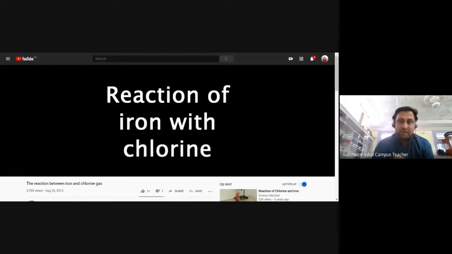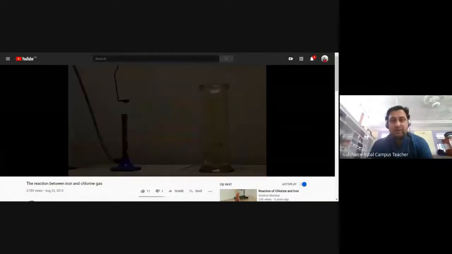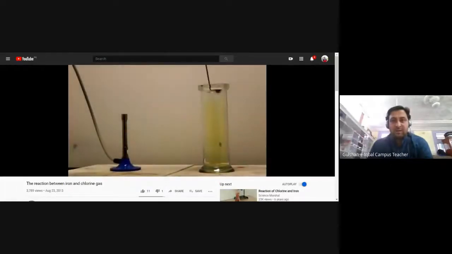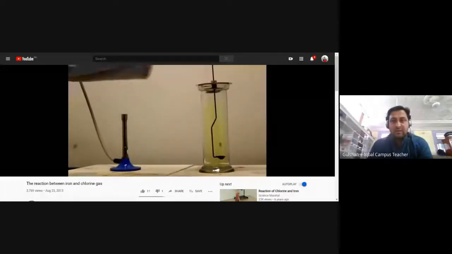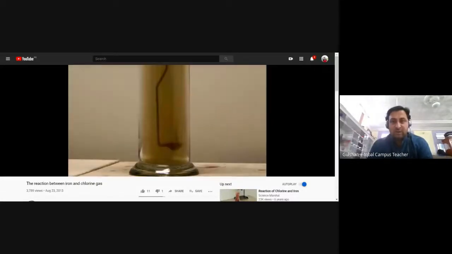See the reaction. What they are doing here is that iron is being heated, and chlorine gas is present inside the jar. The glass jar has chlorine gas inside it. Now the hot iron has been introduced into the chlorine gas, and now you see what is happening here. You can see the brown fumes forming, and a very strong reaction is happening inside the jar. This is iron with chlorine. See what is happening at the end here.